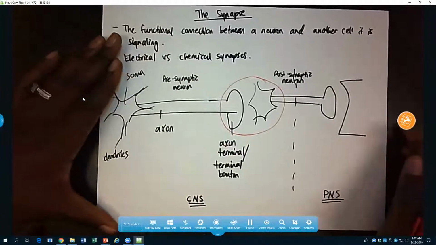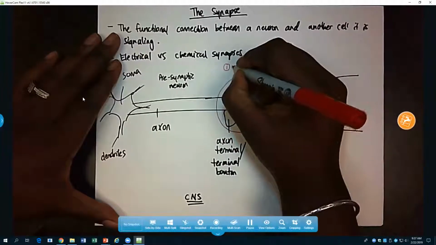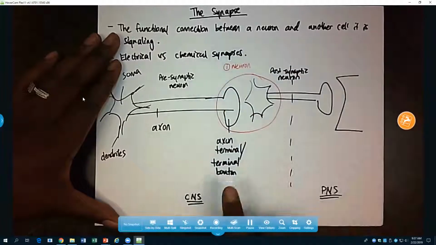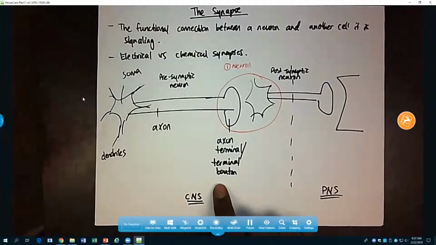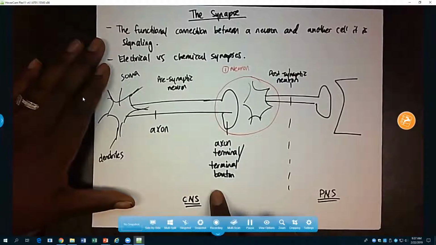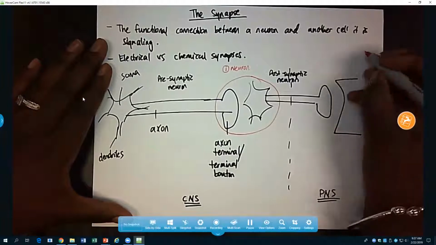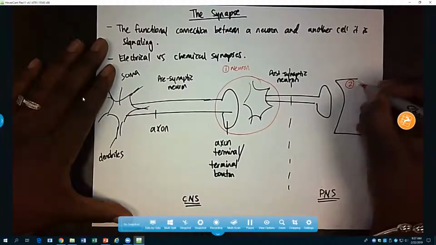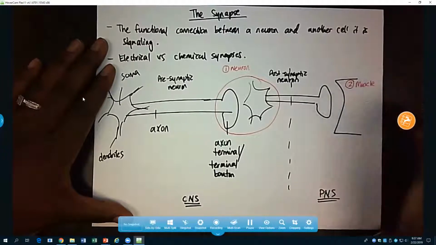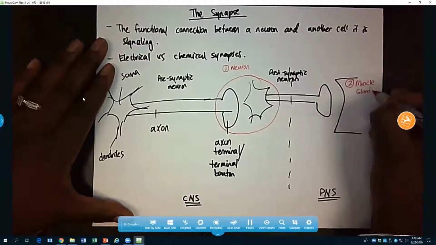So the options that we have for a neuron to synapse is one, to synapse with another neuron. And this, again, is typically in the central nervous system. There are exceptions at ganglia, which we will talk about later on. That's not quite important now. But this is usually in the central nervous system. The second option for a neuron to synapse is at some sort of effector tissue. So this can be muscle, skeletal muscle, smooth muscle, cardiac muscle. This can be glands, or this can be adipose tissue.